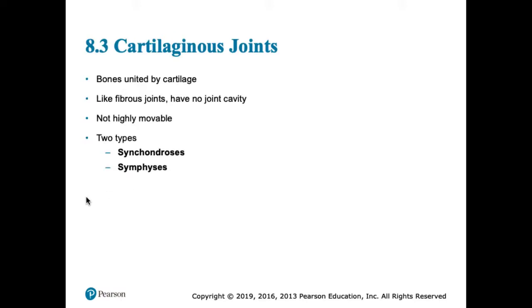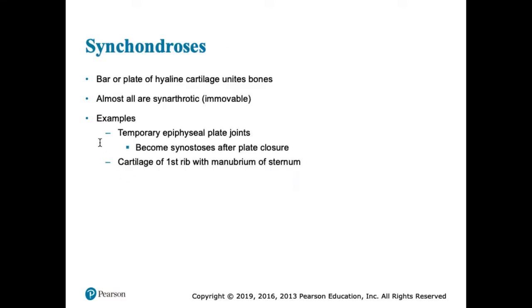Now, the cartilaginous joints, those are bones united by cartilage. Like fibrous joints, they have no joint cavity. They're not highly movable, and there are two types of these, the synchondroses and the symphyses. So the synchondroses basically are a bar or plate of hyaline cartilage that unites the bones.